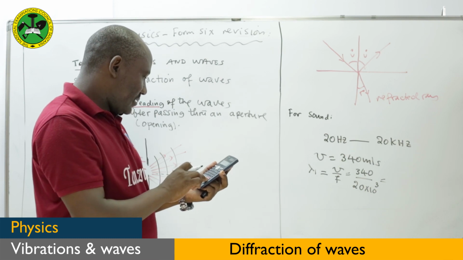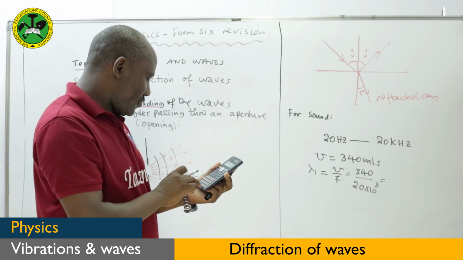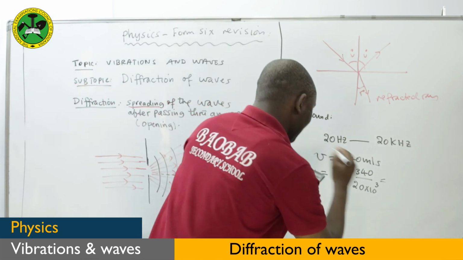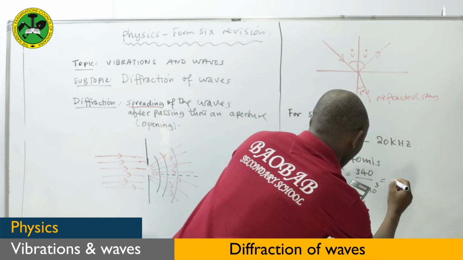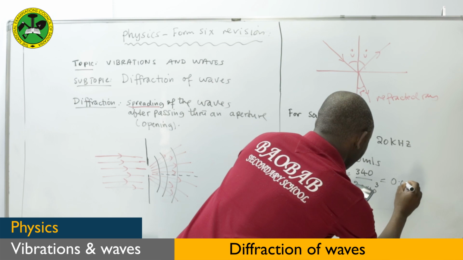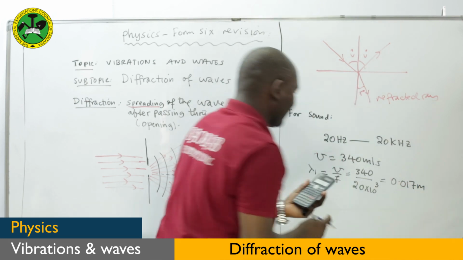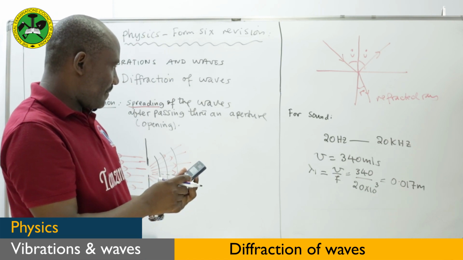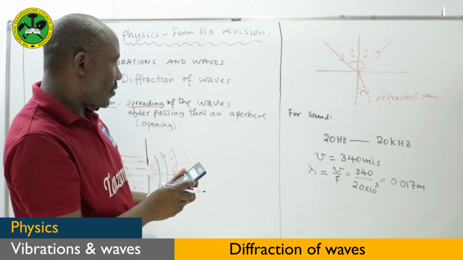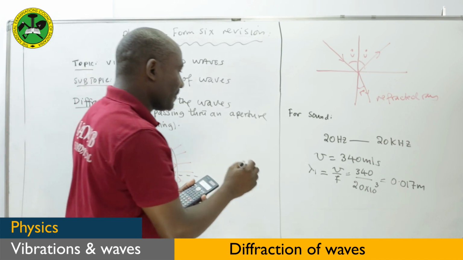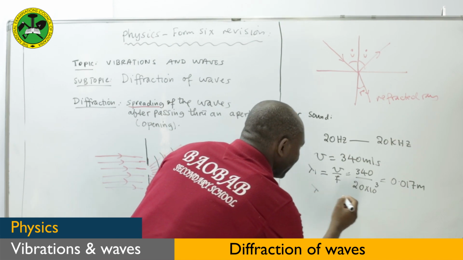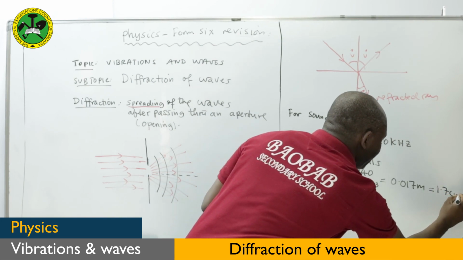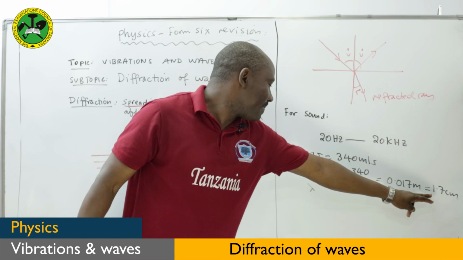340 divided by 2 e power 4. How much is that? This is equal to 0.017 meter. So that is the minimum, which is almost a centimeter, 1.7 centimeter. This is the minimum wavelength for sound.